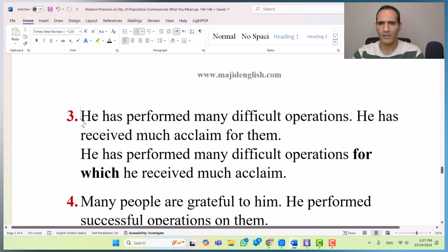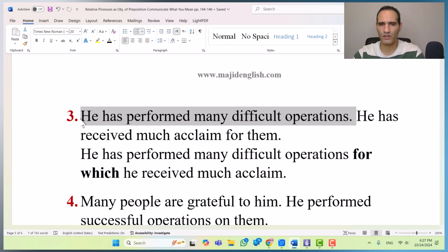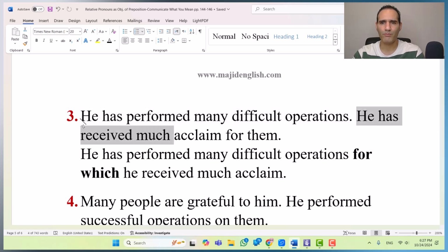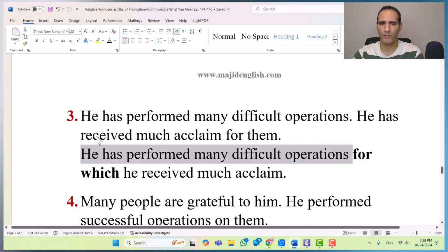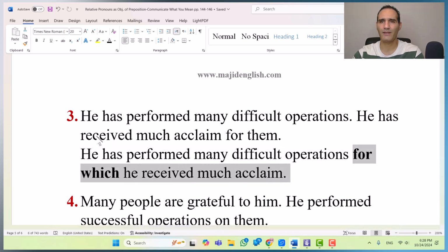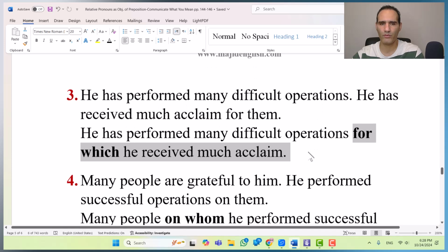Number 3, he has performed many difficult operations because he was a surgeon. Perform operation, collocation. He has received much acclaim for them. Receive acclaim for something means to receive credit or praise for something. So it is for and it is something. So we say for which because we are modifying operations. He has performed many difficult operations for which he received much acclaim. It means for those operations.